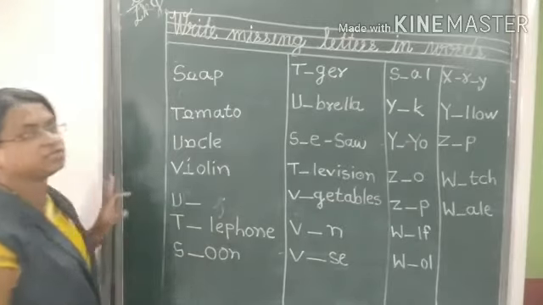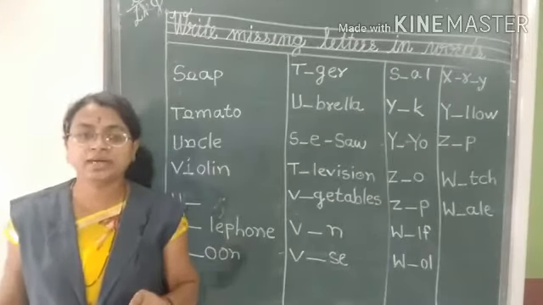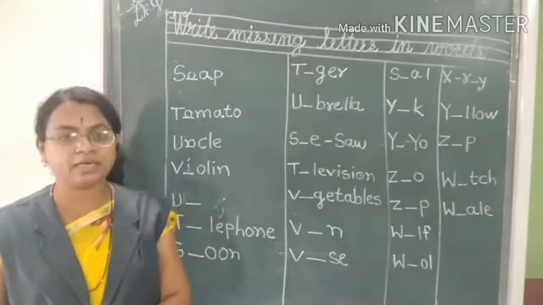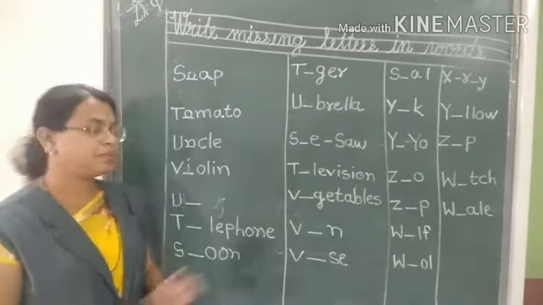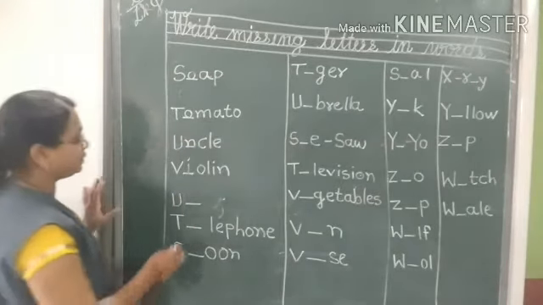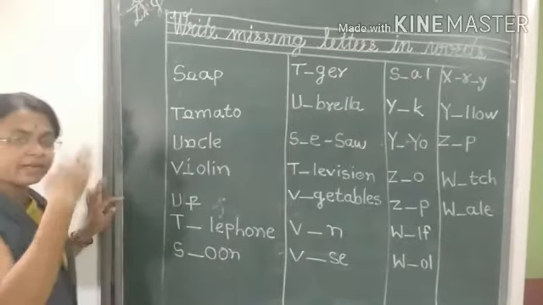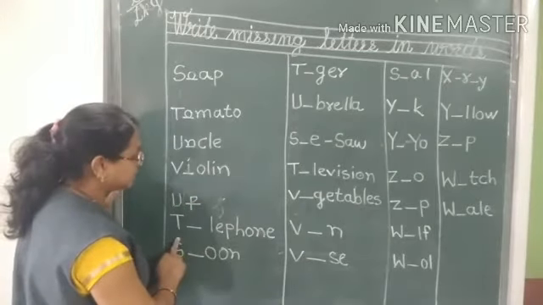U dash. This is the up spelling. U P, up. Which is the missing letter of U after P letter? U after P letter. U P, up. Up and open. Next, read the next word.